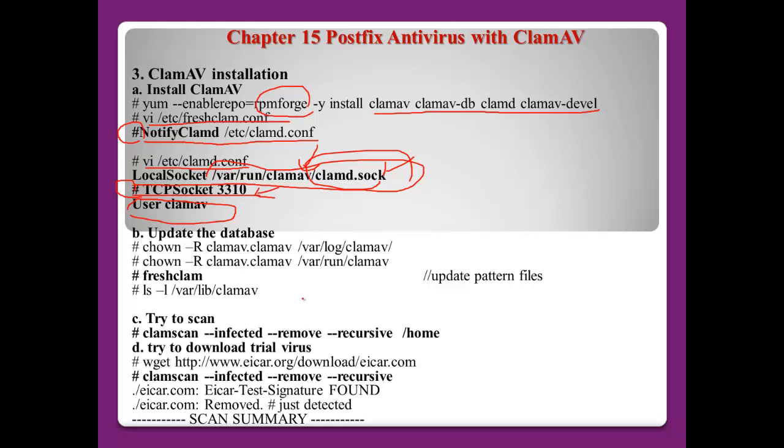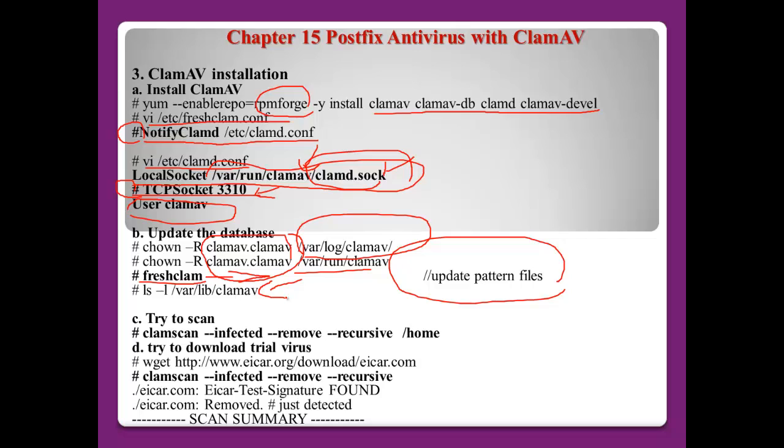And number two, update the database. Normally, ClamAntivirus needs the database to scan all the viruses. So first, please check this directory, /var/lib/clamav, and /var/run/clamav. And the username must be like this. And if we use this command, freshclam, then this one will update all the pattern files of ClamAntivirus. And normally when this update completes, Clam will save its database pattern files here.